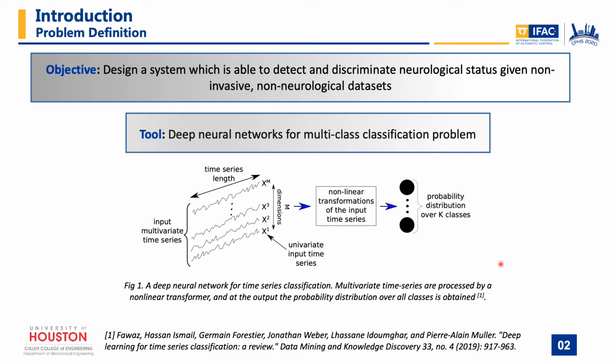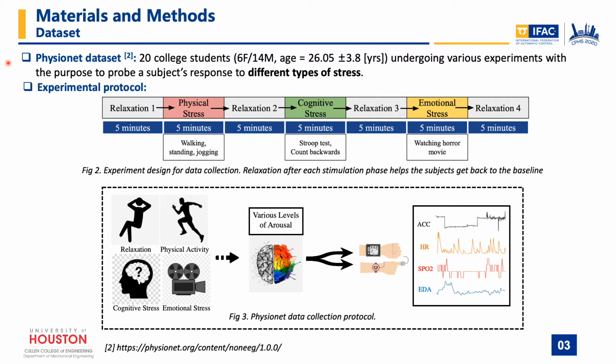So our objective is using this concept to propose a deep neural network to discriminate different neurological stages given a multivariate dataset including various physiological time series. For this purpose, we used a publicly available dataset collected with response sensors from 20 college students undergoing an experiment with the purpose to probe a subject's response to different types of stress.